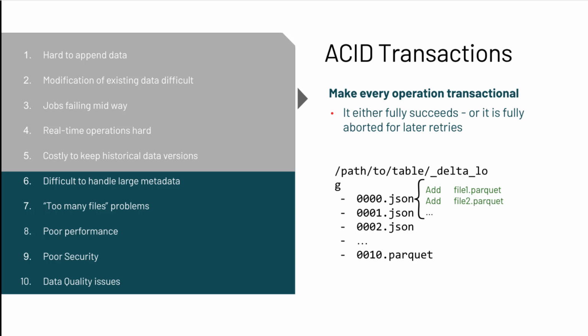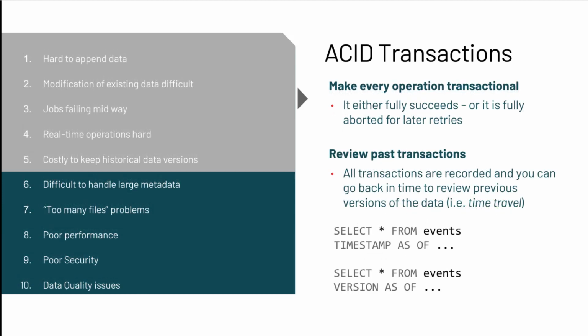Okay, so now we can do appends because the transaction log makes sure that they're consistent. And we can also modify existing data because the transaction is allowing you to do small, fine-grained updates. Things failing halfway through just won't happen. We also know that real-time operations will be consistent and the historical data versions will be there as well.